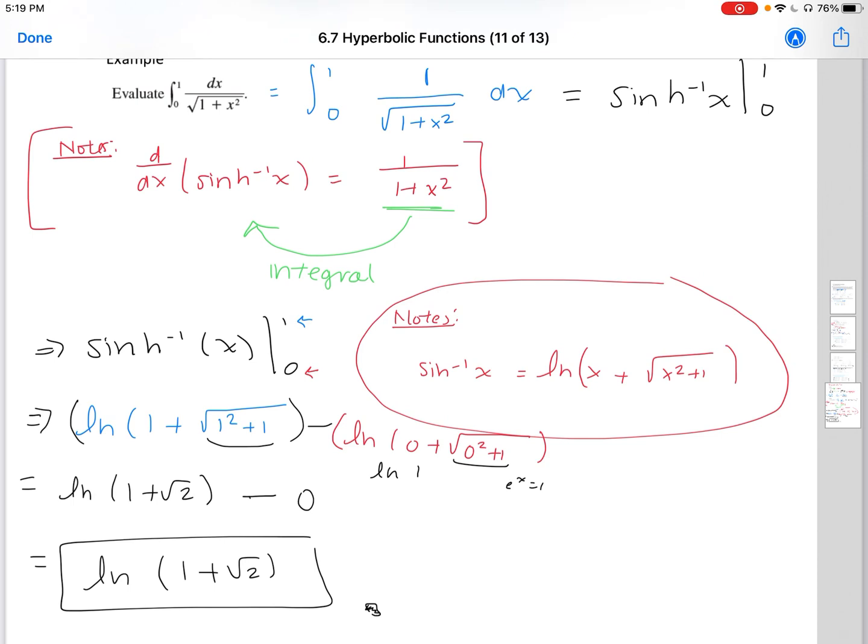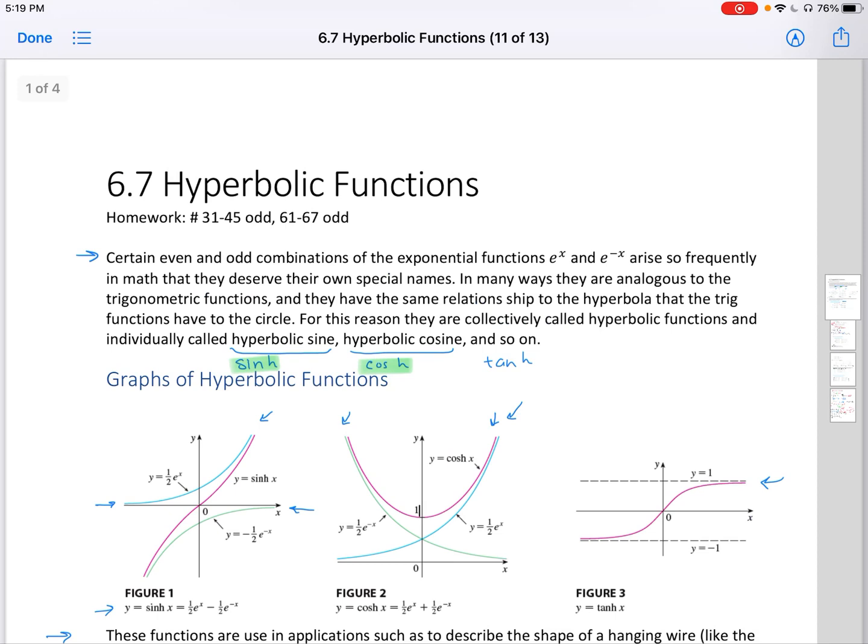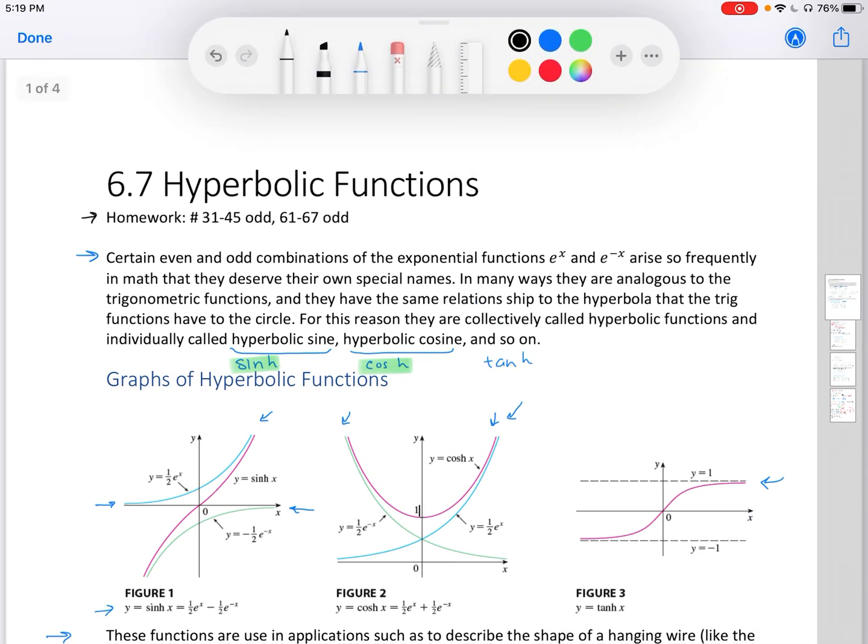Alrighty, we're all done with this section. This was 6.7, hyperbolic functions. Your homework is numbers 31 through 45 odd and 61 through 67 odd. Thanks.